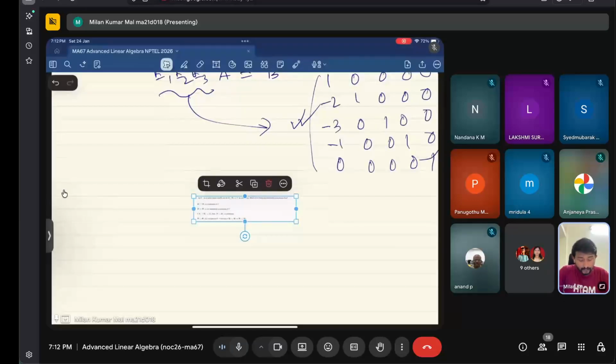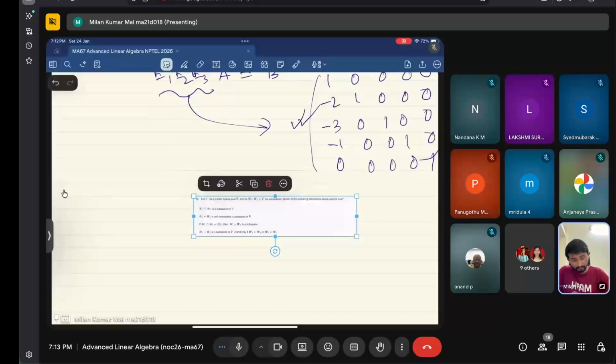What it says: let V be a vector space over R, and let W1 and W2, subsets of V, be subspaces. Which of the following statements is or are always true? This is what is asked. But what is a vector space?